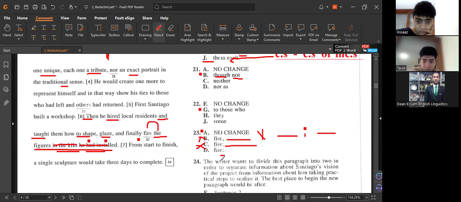Now, before the colon, is it complete? Yes, but after the colon, it's not an explanation of something mentioned before. That is the trap. Before the colon, it can be a complete sentence, correct? After it, I don't care if it's a sentence or a fragment. But does it explain something before? Does it tell you why hired, why taught? No, it just contains information. Right. How to shape, how to glaze, and finally, fire the figures. This is the object of the verb. Fire what? The figures in the kiln. It's not an explanation of something mentioned before. So letter D is wrong.